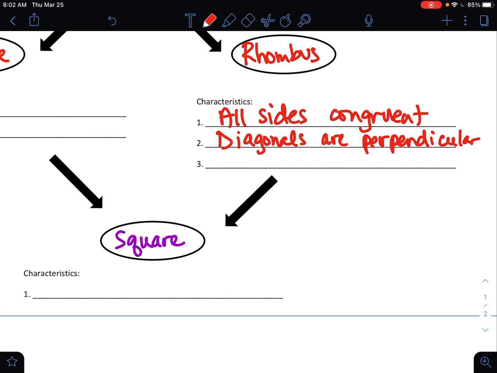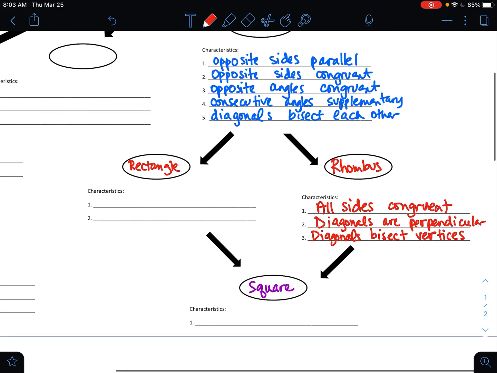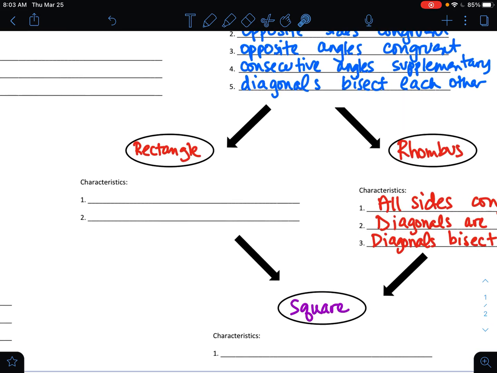Okay, so when they intersect inside that shape, they make 4 right angles. And the other one about the diagonals is they bisect opposite vertices. Okay, diagonals bisect, so they cut it in half. We'll just say they bisect vertices. Okay, so we'll do several examples to show that. Okay, so really, a rhombus has 8 properties because it has these 5 up here and these 3 extras.